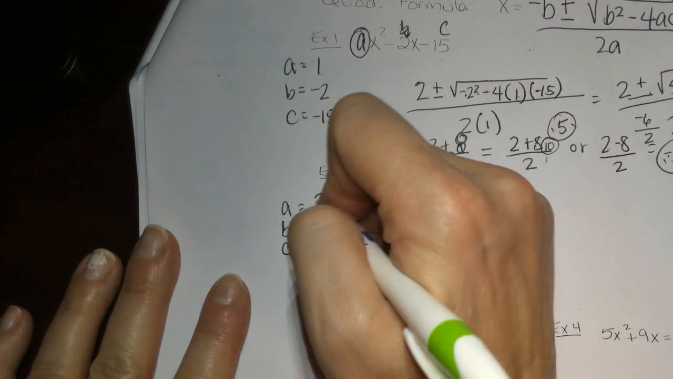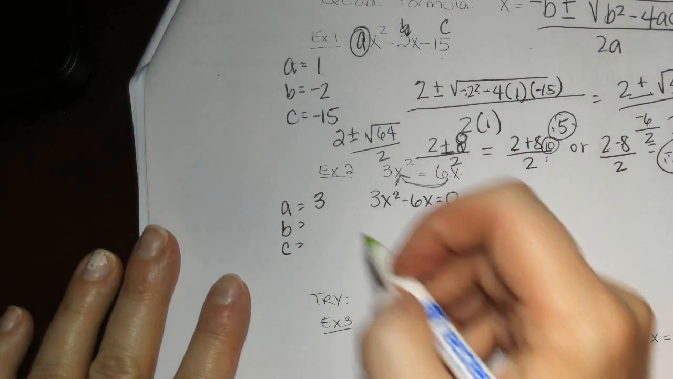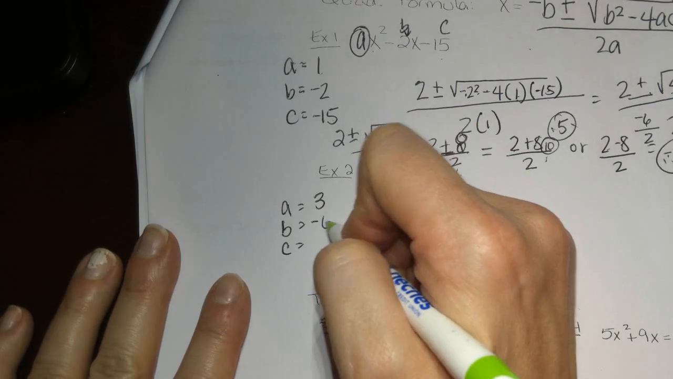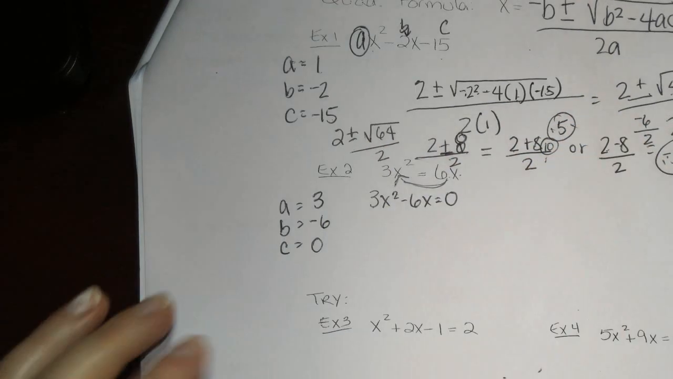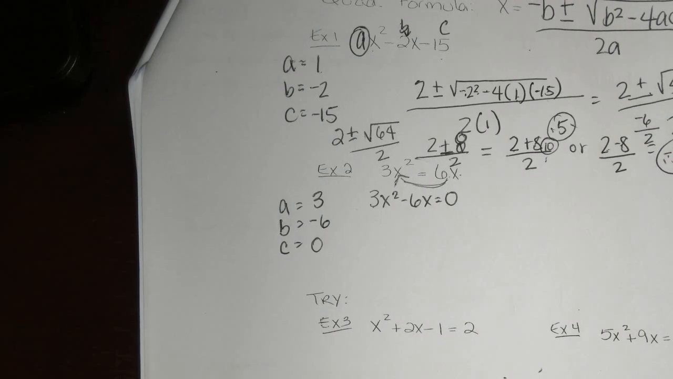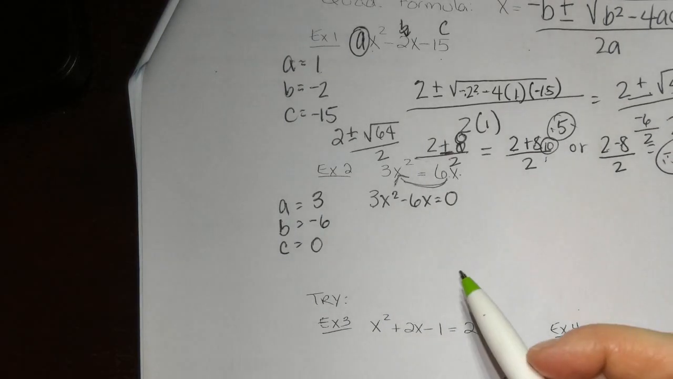So our A is 3, because that's in front of the x squared term. Our B is negative 6. And our C, well, there's not one, so we're going to put a 0. That's what you do when you have a binomial: you put your C equal to 0.